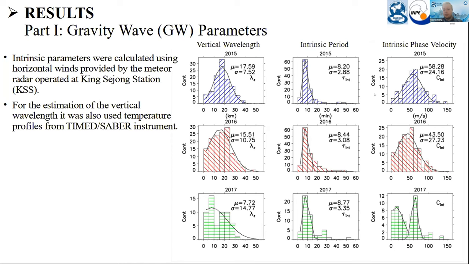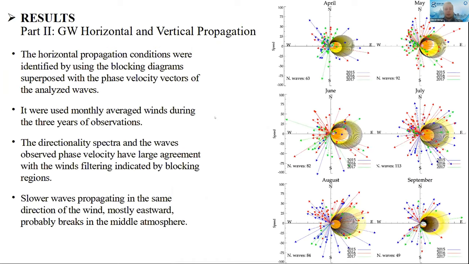We see the influence of the advection of the wind on the waves. About the horizontal propagation, we analyzed it by superposing the blocking diagrams with the phase velocity vectors of the analyzed waves. We used monthly average winds during the 3 years of observations. We see here the blocking diagrams. The majority of the waves were propagating in a different direction from the wind.